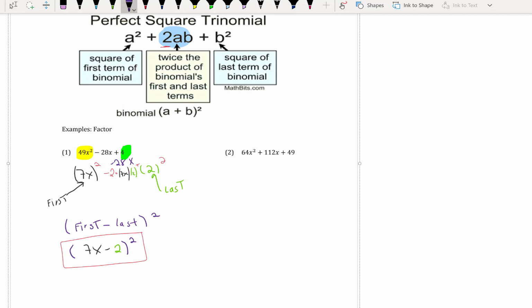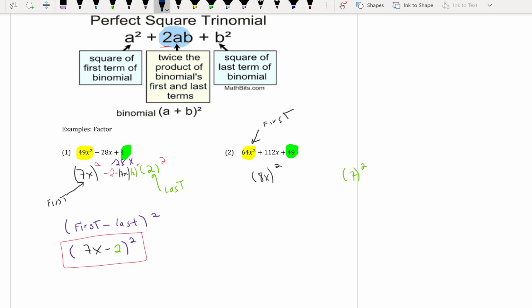So let's look at our first term. This is the first that I'm looking at. Can it be written as something squared? Well, it can be. I know that 8 times 8 is 64, and better yet, I have an 8x, okay? So we said that was 8x. Now I'm going to look at that last term. Can I have something squared to be 49? Yeah, that term would be 7.